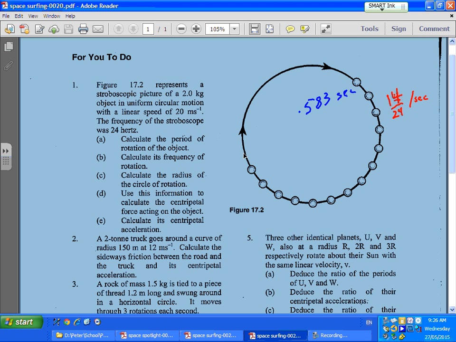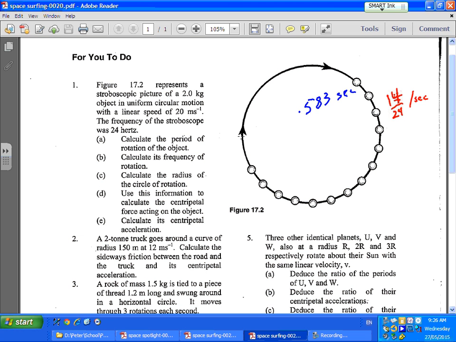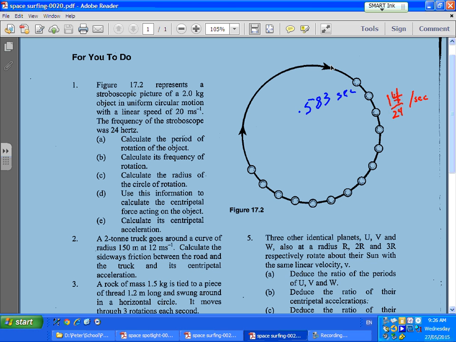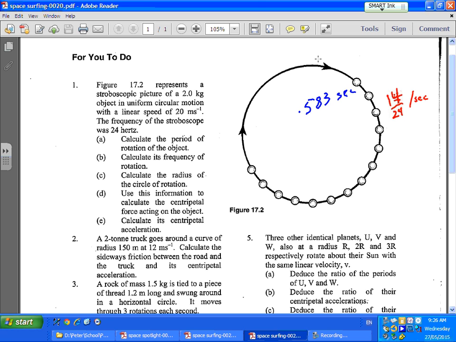1, 2, 3, 4, 5, 6, 7, 8, 9, about 10 more. 24 seconds for a full revolution. So what's the maths way to figure it out? Yeah, what's the math? Sometimes there isn't a maths way to figure things out. Sometimes you get enough information.